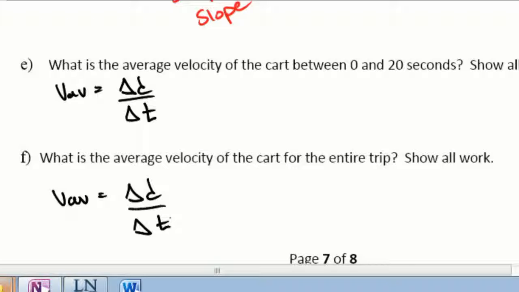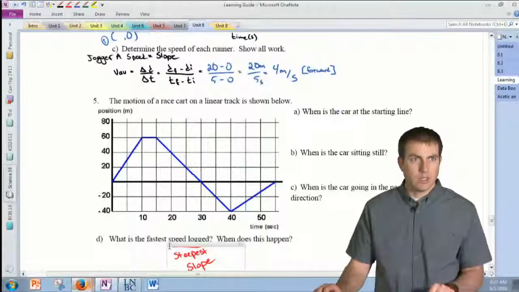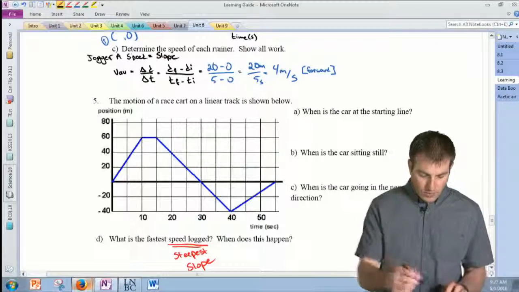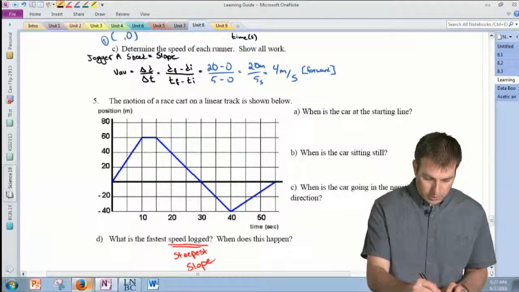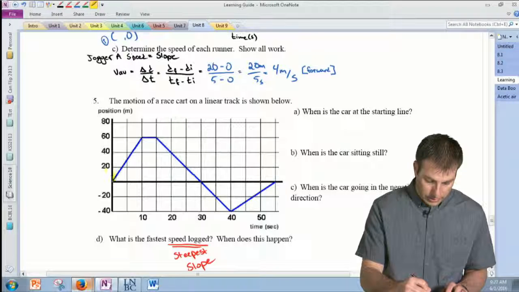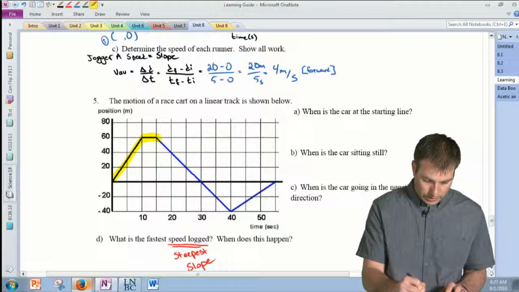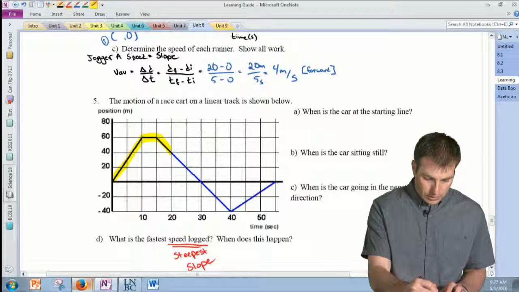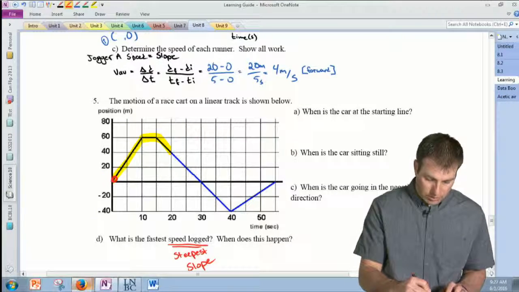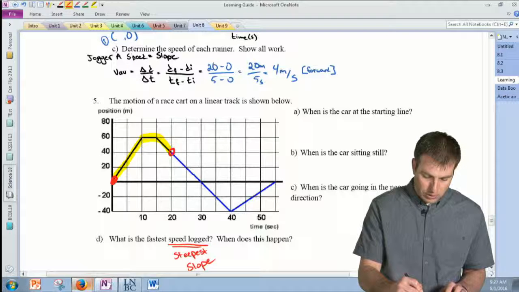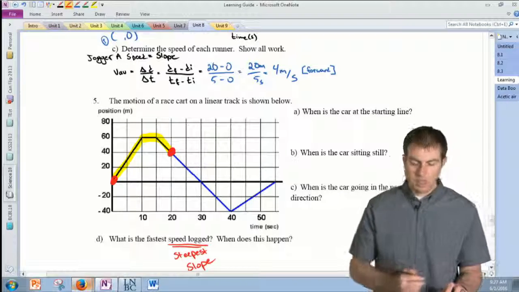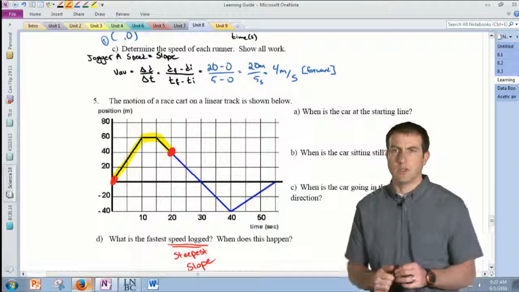So the first one, letter E, asks us between 0 and 20 seconds. So if I just scroll up to my little chart here, I'm trying to find the average velocity for my graph between 0 and then 20 seconds is right here. So I'm trying to find the average velocity between 0 and 20. So the kind of the highlighted portion there.